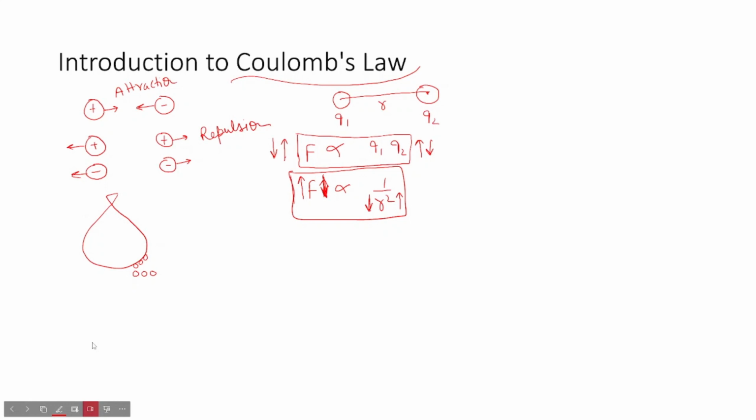Combining these two laws, we get F is directly proportional to Q1 Q2 upon R square. Removing the proportionality sign, we will get a constant K, F equals K Q1 Q2 upon R square.